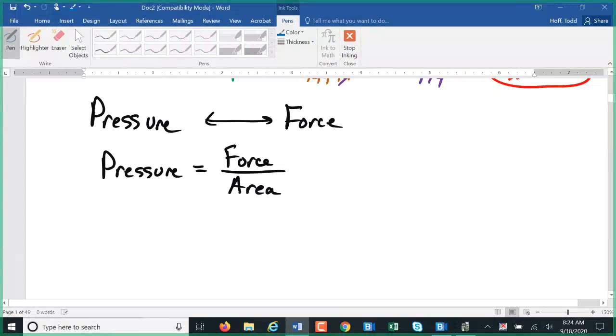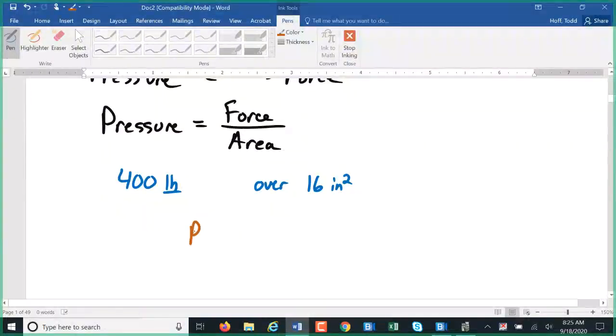So if I have 400 pounds of force spread out over 16 square inches, my pressure is the 400 pounds of force divided by 16 square inches, which comes out to be 25. But I also divide the units. Pounds divided by square inches is pounds per square inch. Gives me a pressure of 25 pounds per square inch.